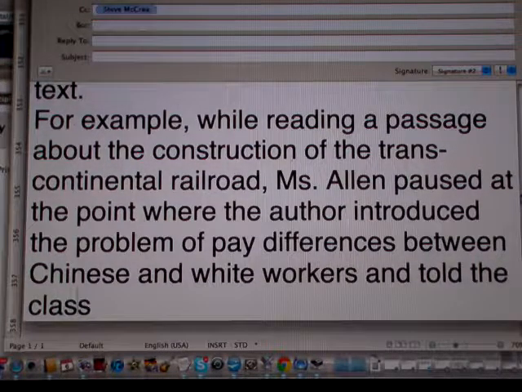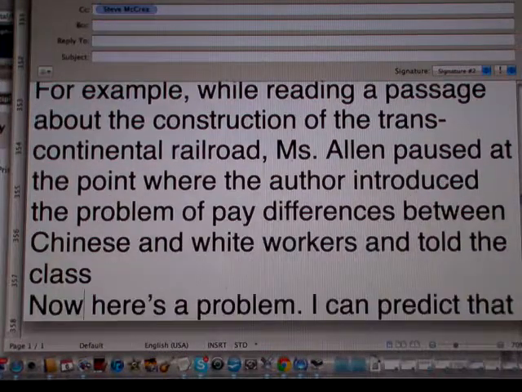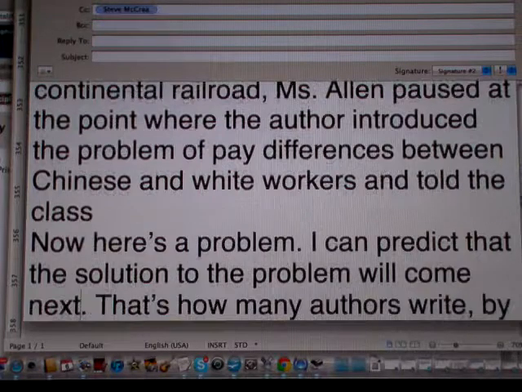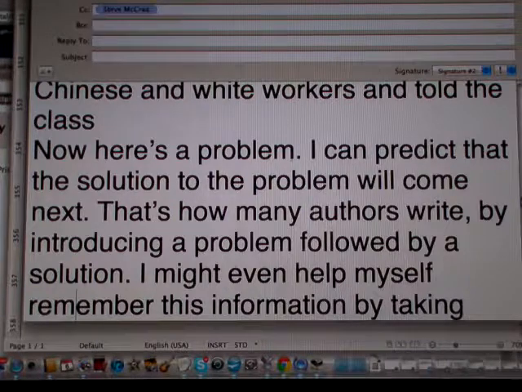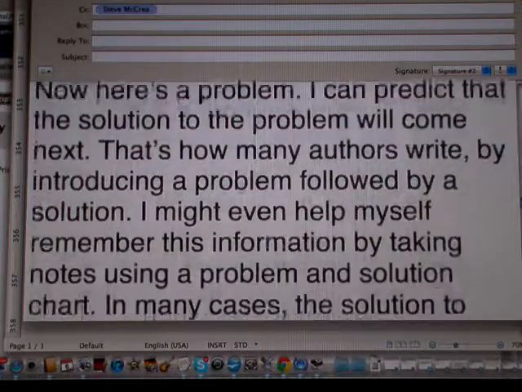For example, while reading a passage about the construction of the Transcontinental Railroad, a teacher could pause at a point where the author introduced the problem of pay differences between Chinese and white workers and talk with the class, "Now here's a problem. I can predict that the solution to the problem will come next, because that's how many authors write, by introducing a problem followed by a solution.